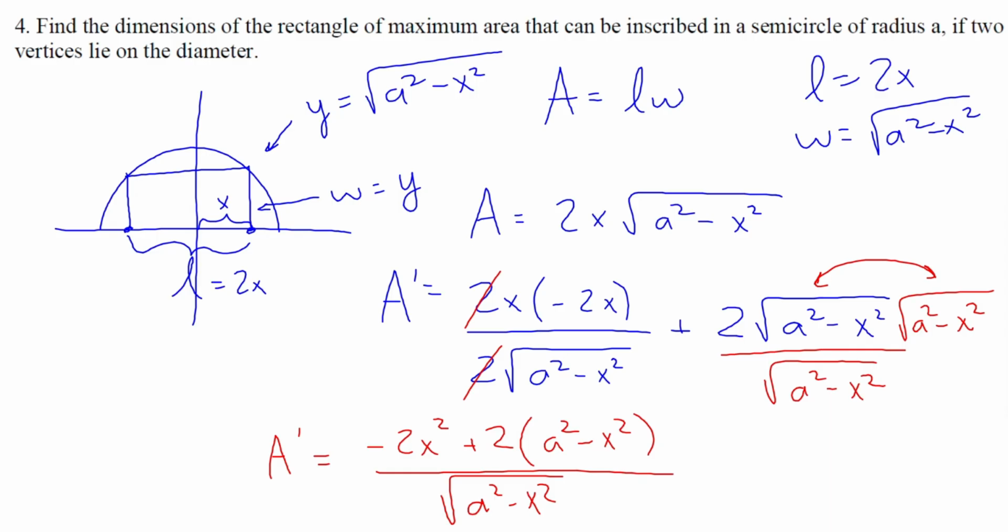Right? And then if we put this all together, distribute this out and combine the like terms, we should get negative 4x squared plus 2a squared over root a squared minus x squared. And then from there, we should just be able to go right ahead and set that equal to 0. So we'll do that on the next page.